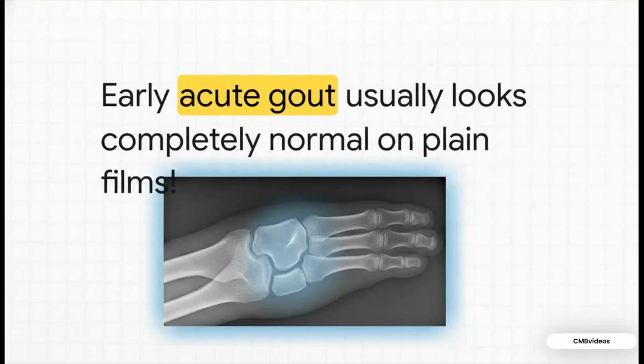During those early acute flares, the X-ray is typically entirely normal, aside from maybe a little bit of hazy soft tissue swelling. The monosodium urate crystals are unleashing a massive inflammatory storm in the fluid and soft tissue, sure, but they simply haven't had the time to physically destroy the bone yet.